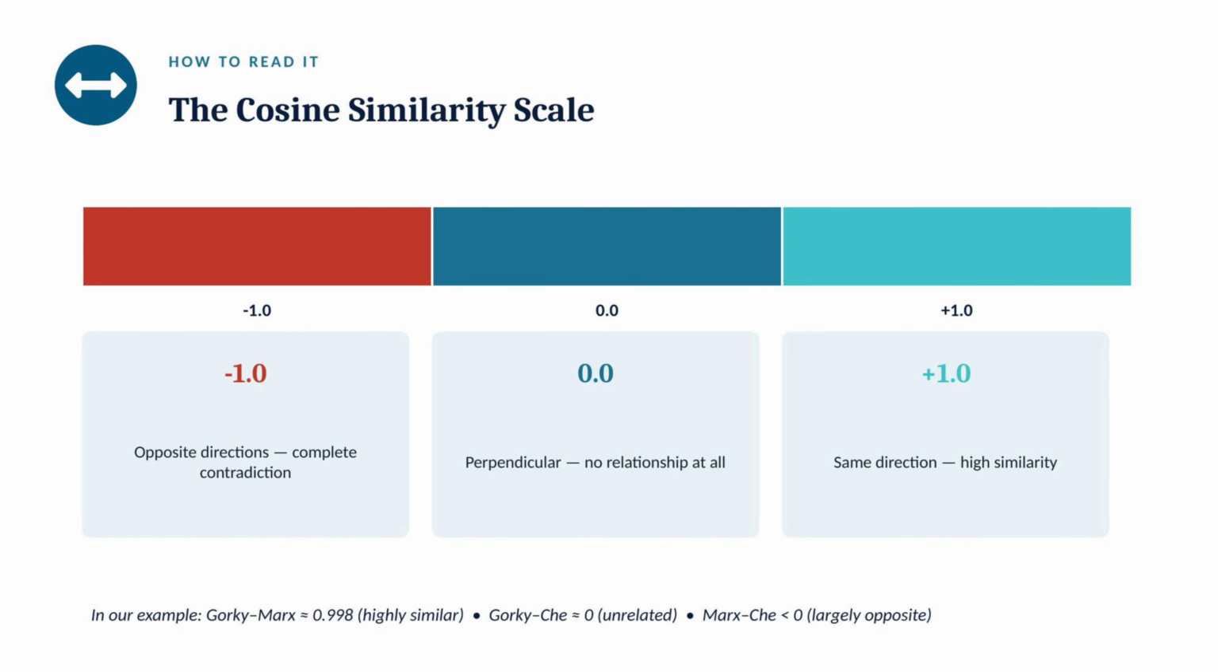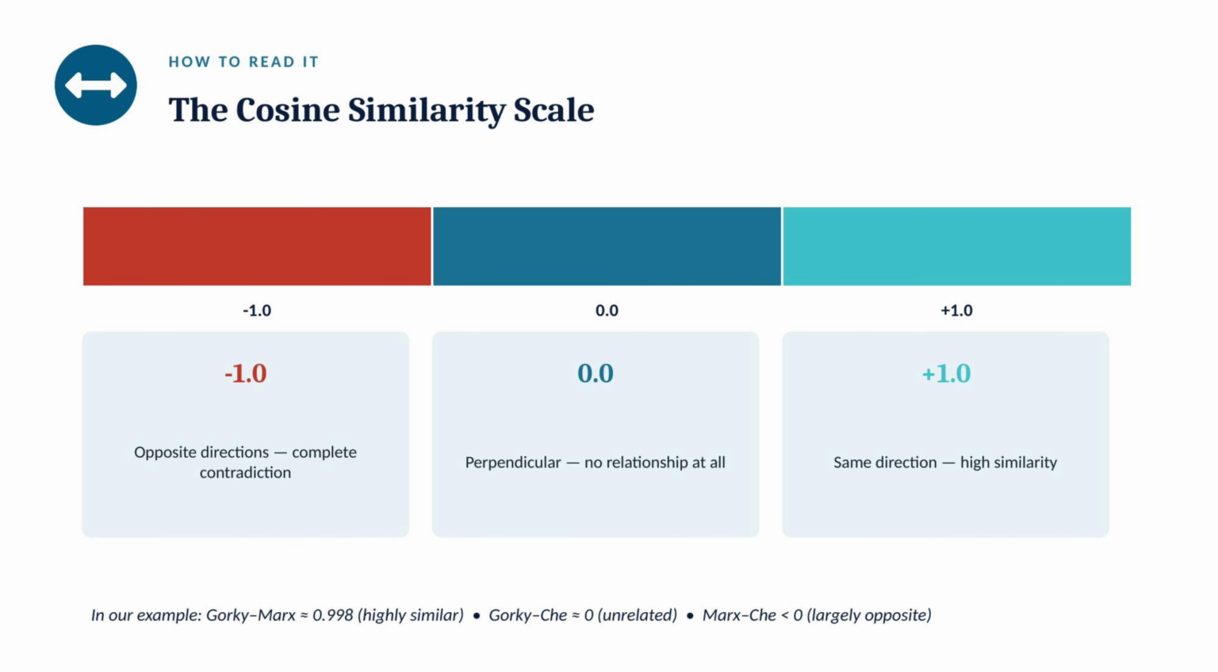So how do you read a cosine similarity score? It's simple: a scale from -1 to +1. +1 means the vectors point in exactly the same direction, i.e. similarity. 0 means they are perpendicular, no relationship at all. -1 means they point in completely opposite directions, total contradiction. Going back to our example, Gorky and Marx come out around 0.995, highly similar. Gorky and Che come out at exactly 0, unrelated, and Marx and Che come out slightly negative, a mild, not a strong opposition.